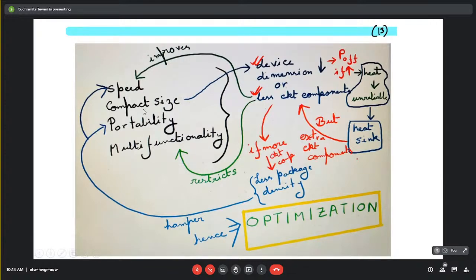Now, if we see this map, if we aim for compact size, that means the device dimensions of those used to make a single gate, the individual device dimensions, either we have to scale down or we have to use fewer circuit components, that is, fewer gates. Either approach will lead to compact size. But we cannot infinitely scale down the device dimension.